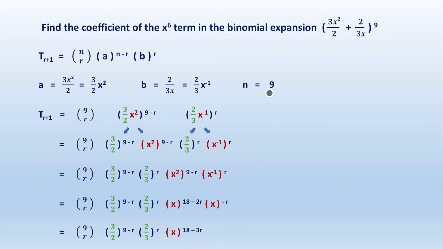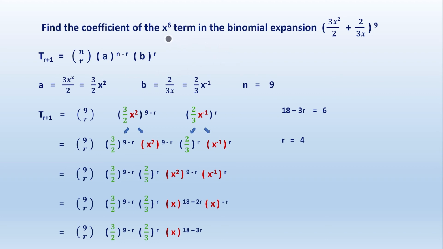And remember, in this question, we are asked for the coefficient of the x to the power of 6 term. Therefore, what we want to do is to equate this power 18 minus 3r to 6. And we can then solve very simply. r equals 4. So we know that this term x to the power of 6 is actually the fifth term. Remember, r equals 4, therefore it is the fifth term.